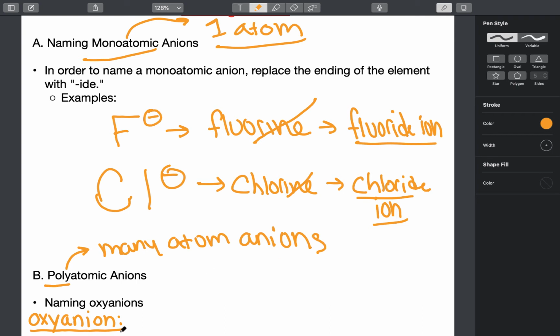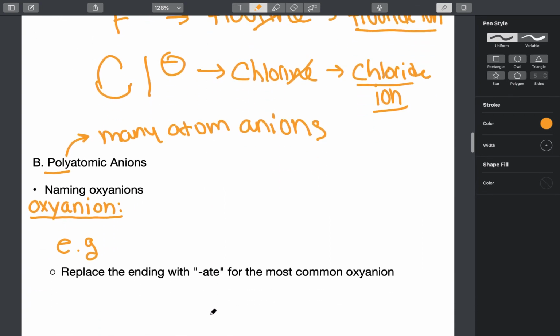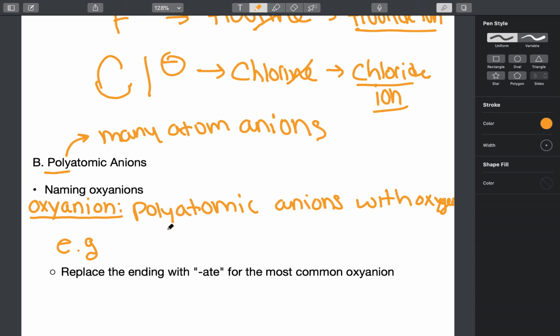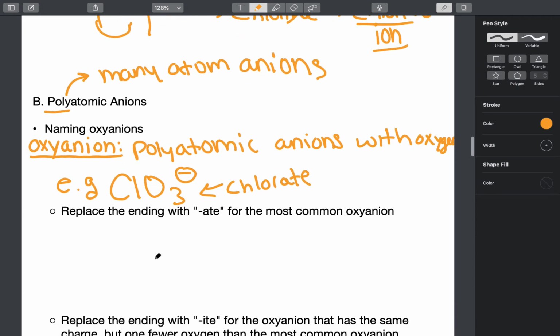So the first type of polyatomic anion that we're going to be talking about are the oxyanions. Oxyanions are polyatomic anions with oxygen in them. So these have oxygen in their chemical formulas. The example we are going to use is the anion chlorate. So this is chlorate. This actually brings up our first rule.